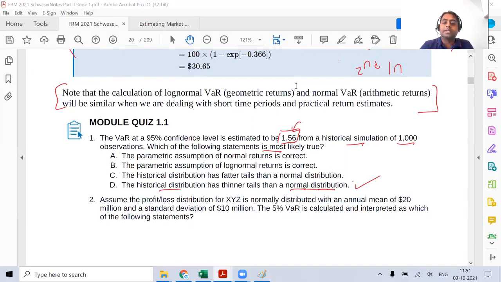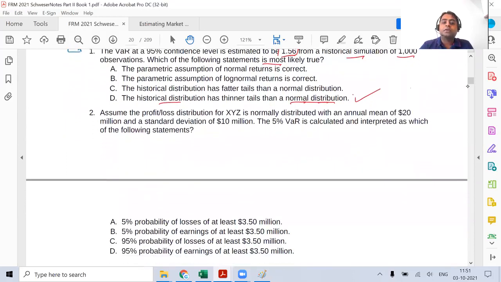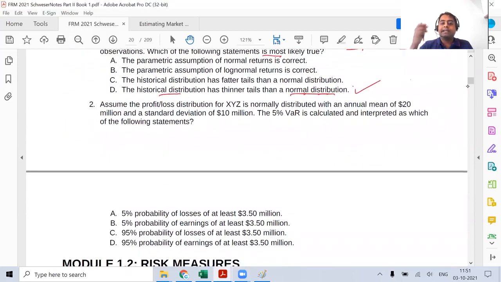Perfect. Let us go towards the next question. The next question they have given, I think there's some issue with the question, because the way they have written it, it does not seem to be correct, okay? But what they're talking about is profit and loss data. They've got this $20 million standard deviation of this.